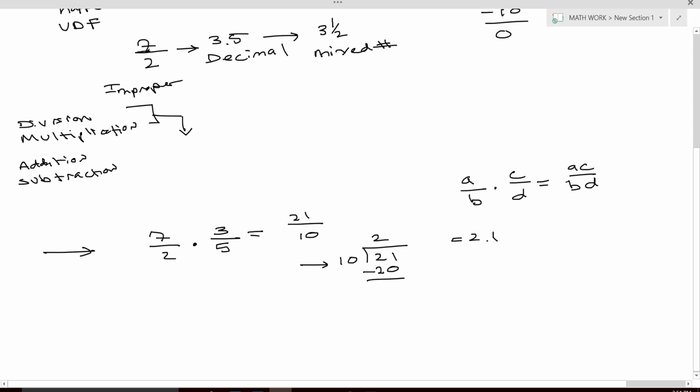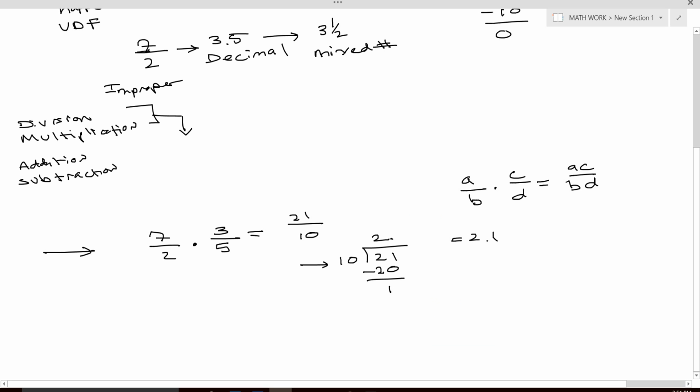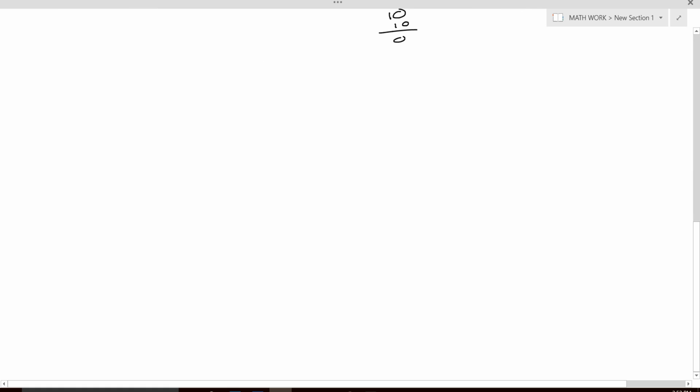So we have 20. We're going to subtract these two, right? And we simply have 1, right? But 10 doesn't go into 1, so we add this point because in order to commit that, we're going to add a fake 0 or arbitrary 0, a trailing 0, right? And 10 does go into 10 one time, right? And then 1 times 10, 0. So here we go. 2.1. That's in decimal format, right? Cool. Now, let me move this up a little bit.